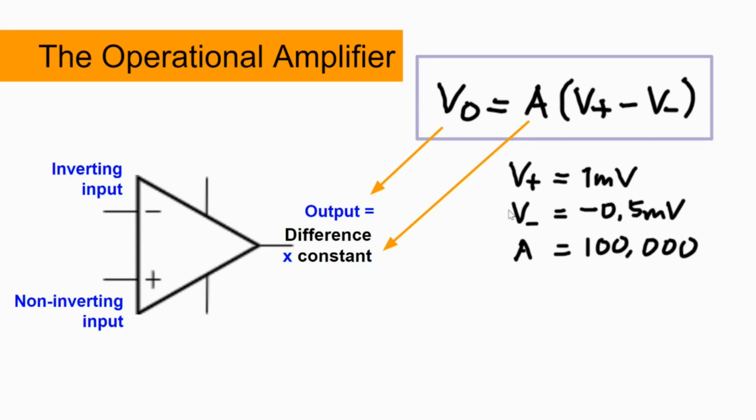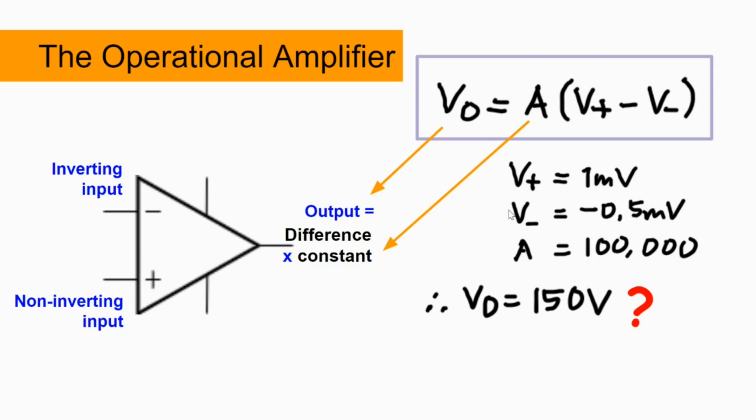For example, let us say that we have the following values. Using the formula, this gives us Vout equals 150 volts. Now that is a very large voltage and should make you wonder if it is at all possible.